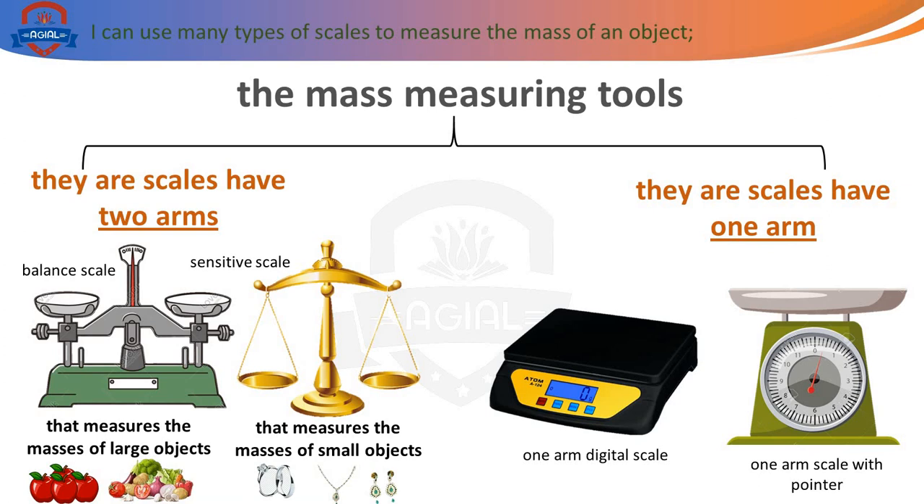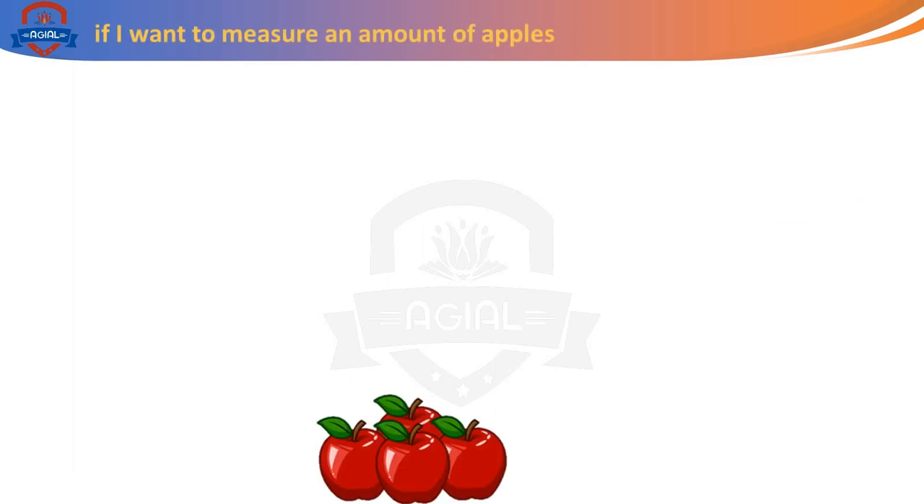So there are 2 types of scale. The first one is the scales which have 2 arms like the balance scale and sensitive scale. And the other type is the scales which have 1 arm like the 1 arm digital scale and the 1 arm scale with pointer. Now we will see how we can use each one.